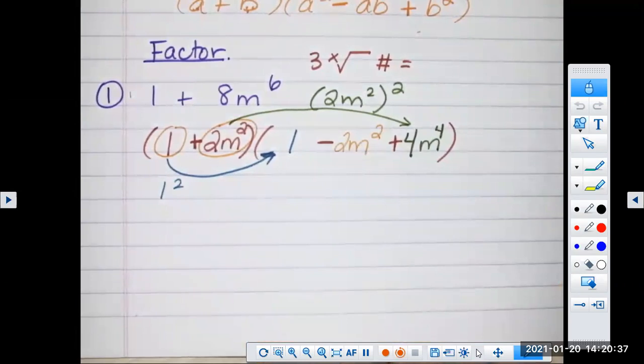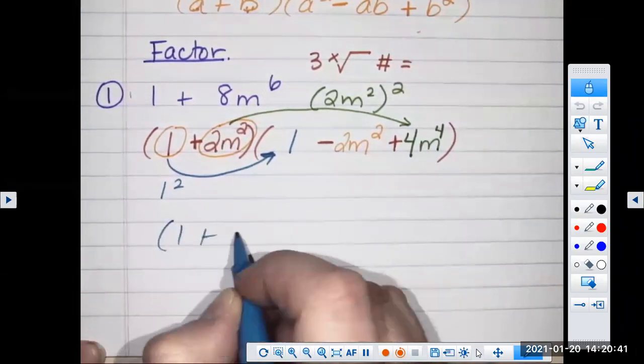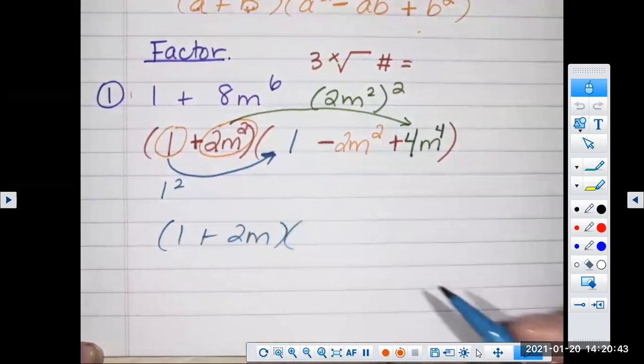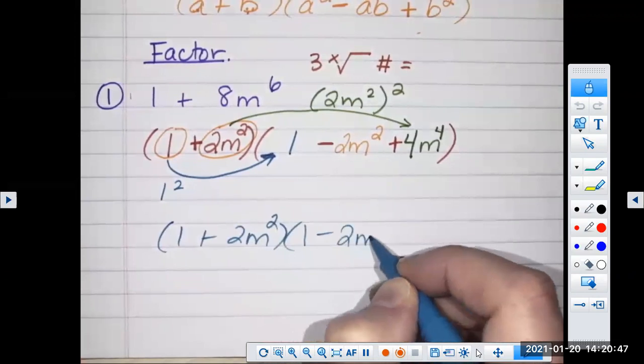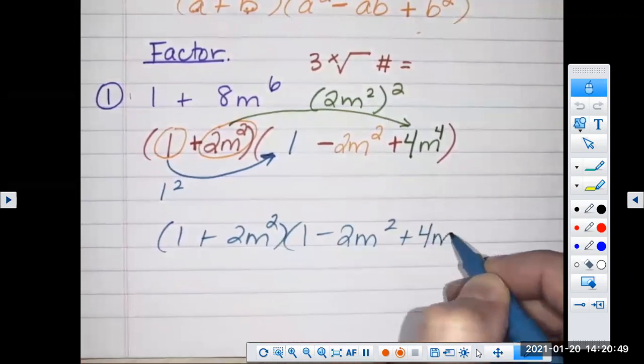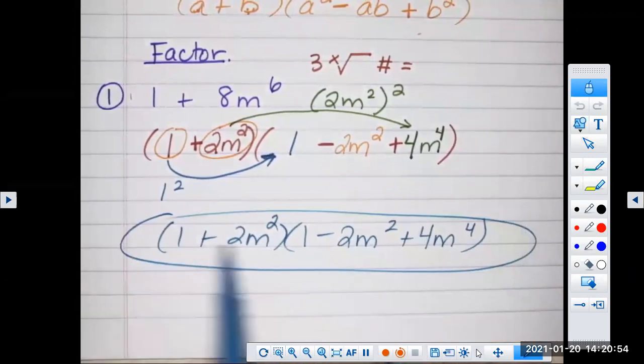So I'm just going to write, I know I've done a lot of arrows, so I'll write again what the answer is. Okay, so your final answer is that. How do y'all feel about that? Do you have any questions?